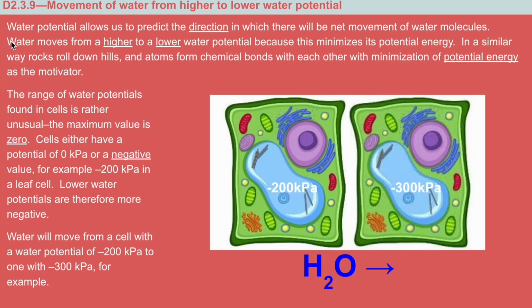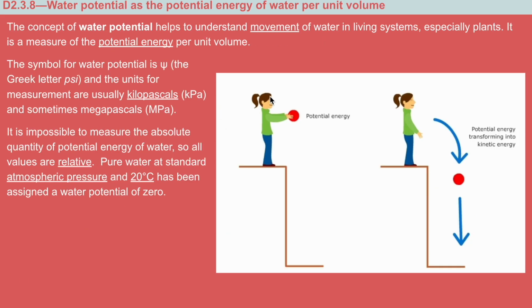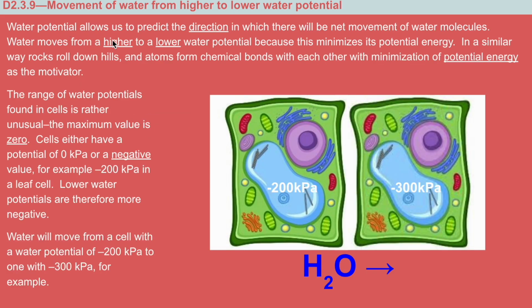This is what you need to memorize. Water always moves from a higher to lower water potential because this minimizes potential energy. Just picture a rock rolling down a hill, right? Or going back to this girl, we're always going to go from higher to lower. A rock that has potential energy at the top of the hill is going to roll down the hill, higher to lower. So same thing here. Water goes from higher to lower water potential to minimize its potential energy.